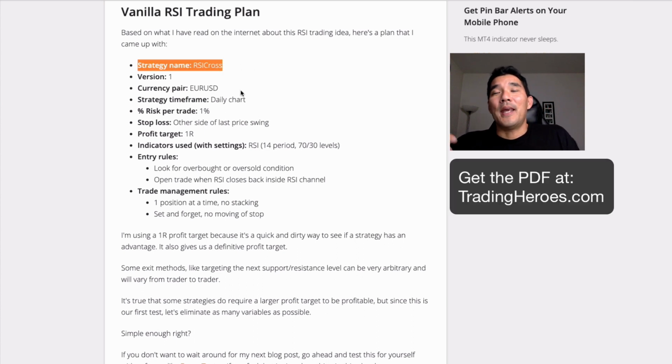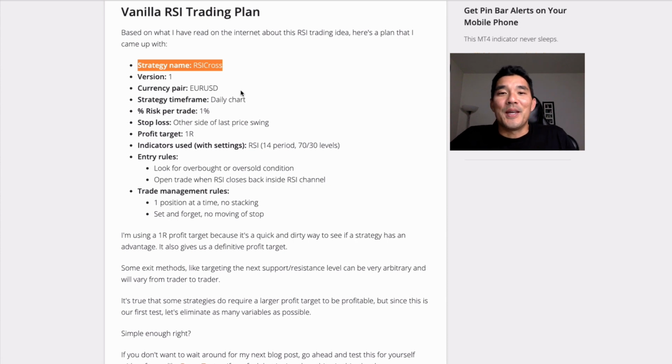If you want to get a worksheet, a PDF that you can download to track this stuff, it's really useful. You can track versions just using pieces of paper. It's actually easier that way, in my opinion, because you can write down notes, but do whatever works for you. You can just copy and paste this into a Word doc or Evernote or whatever you use. So the strategy name is RSI Cross.